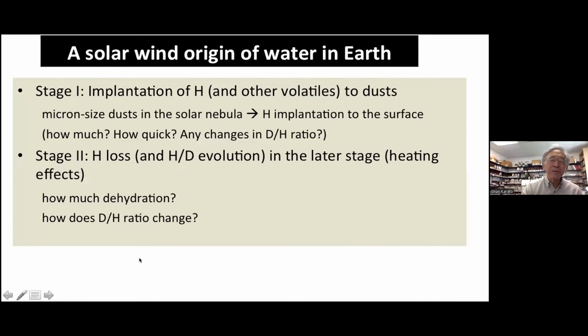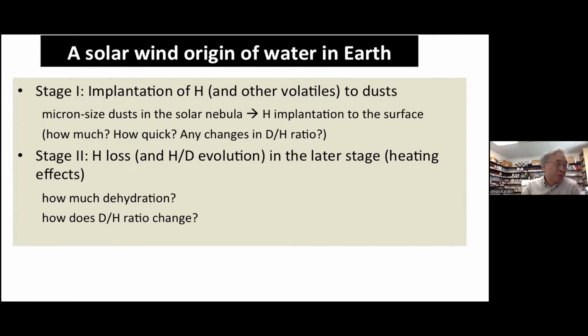To tell you a little more about the details, the model of solar wind acquisition of water has stages. The first stage is that the solar wind delivers lots of high energy hydrogen and other species to the dust, and we need to know how much hydrogen we may get. After that, dust eventually has to get together to form the planets. During this later stage, there should be some hydrogen loss, and we need to know how hydrogen is lost.